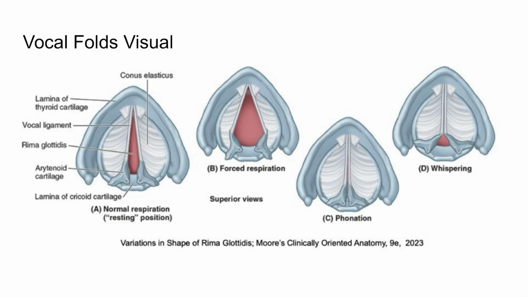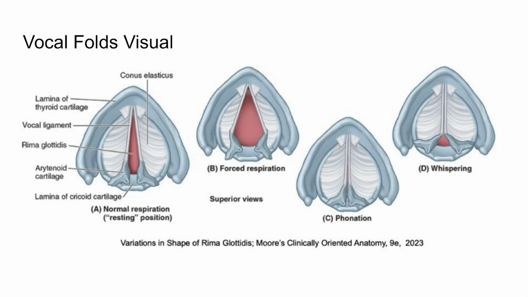Then there's whispering, which is a bit of a weird state, but the vocal folds are mostly adducted, with a small posterior gap between the arytenoids, and air moves through that gap without true vocal fold vibration, which is why whispering produces sound without the same tonal quality as phonation. It's essentially turbulent airflow instead of vibration-based sound.